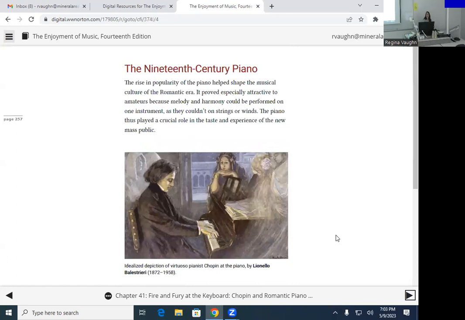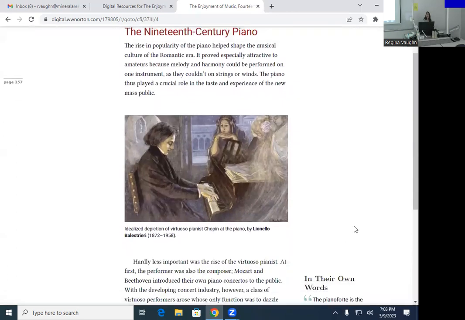The rise of the popularity of the piano helped shape the musical culture of the Romantic era. Remember, it was much more common to have a piano in the home now than it had been before. It proved especially attractive to amateurs because melody and harmony could be performed on one instrument where they couldn't on strings or winds. So you could play the piano and you get the harmony, usually in the left hand, and the melody, usually in the right hand, all at the same time. And that was nice because you could hear the whole experience with just one instrument in the home.